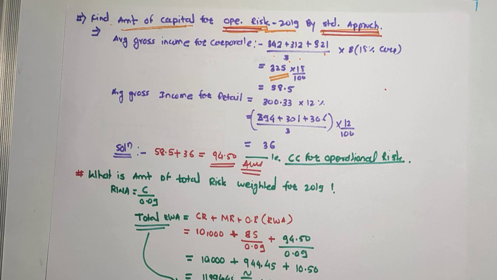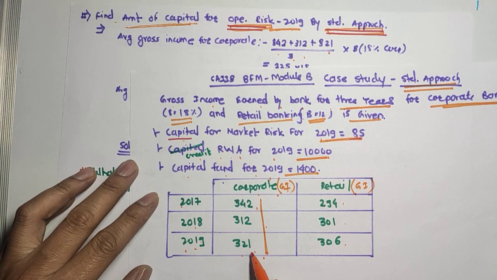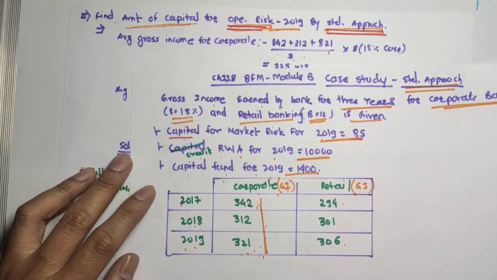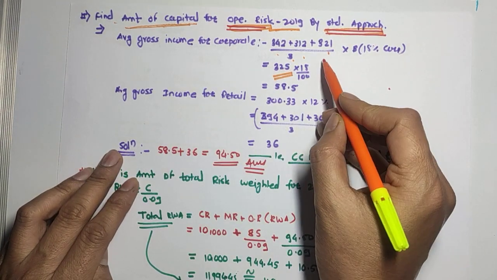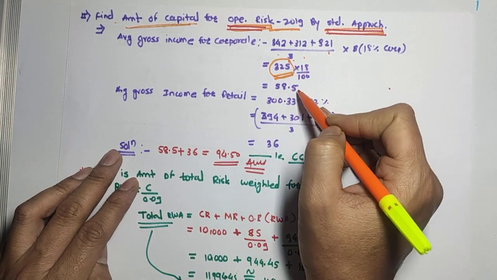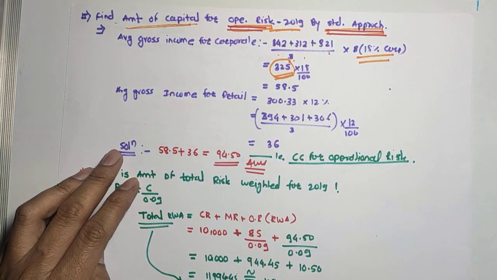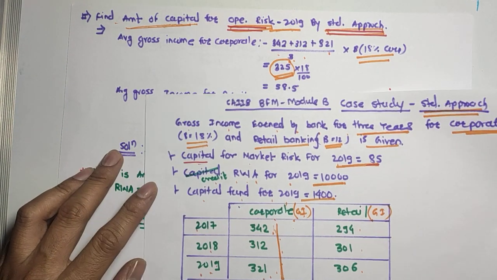For 2019 we have to find it now. So we are adding the previous 3 years' values. Taking the average, you will get 325, right? After that, what you have to do is just multiply by the beta factor. The beta factor they have already given.